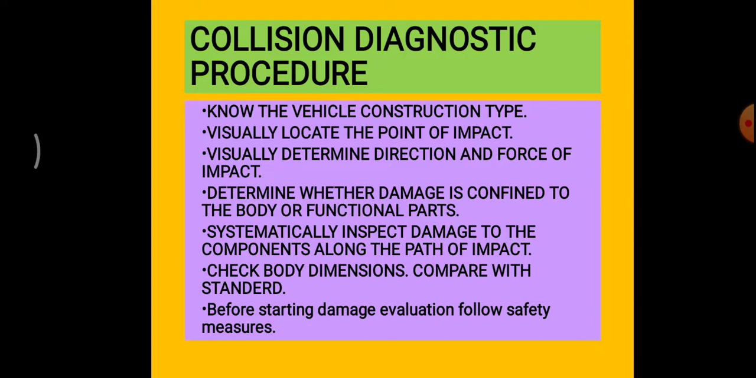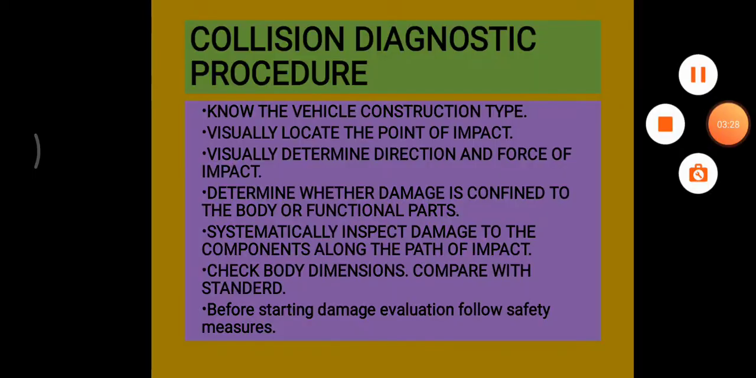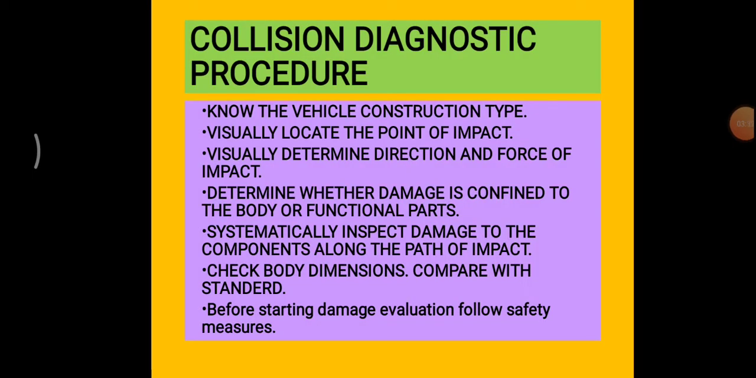Visually locate the point of impact and also consider the damage conditions, like whether it struck a wall, telephone pole, or divider, because in all these scenarios damage is also in different directions. Third point is determine whether the damage is confined only to the body, meaning only outer panels, and the frame is safe, or damage is extended to the frame also. Systematically inspect the parts along the path of impact. Check for alignment gaps between doors, doors and fenders, engine hoods.